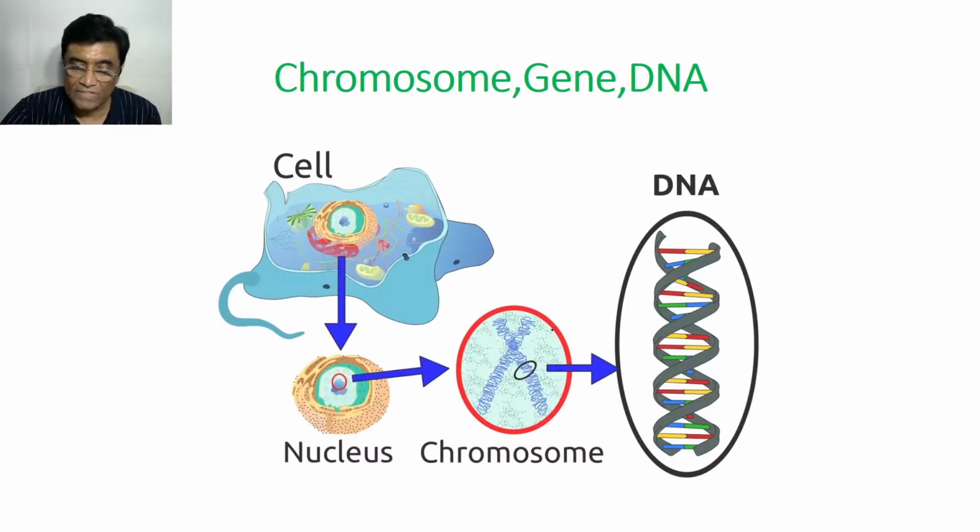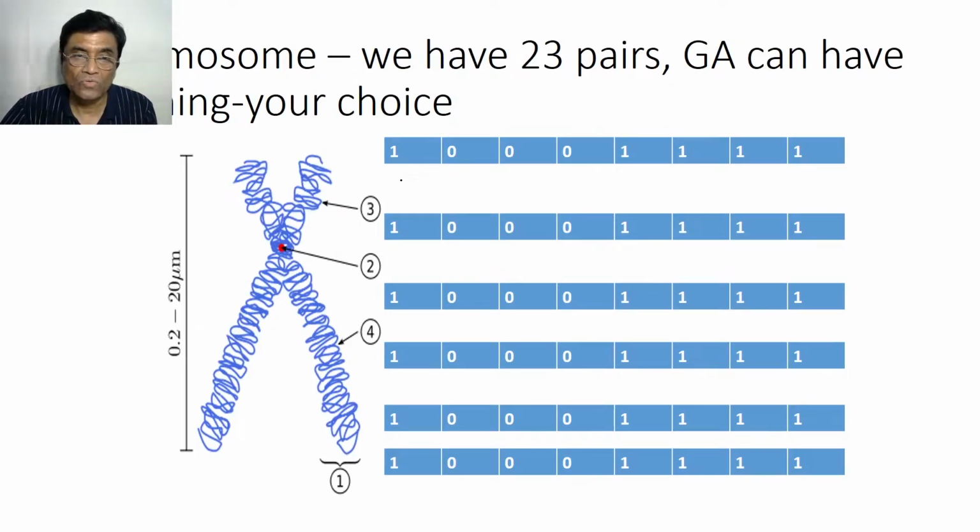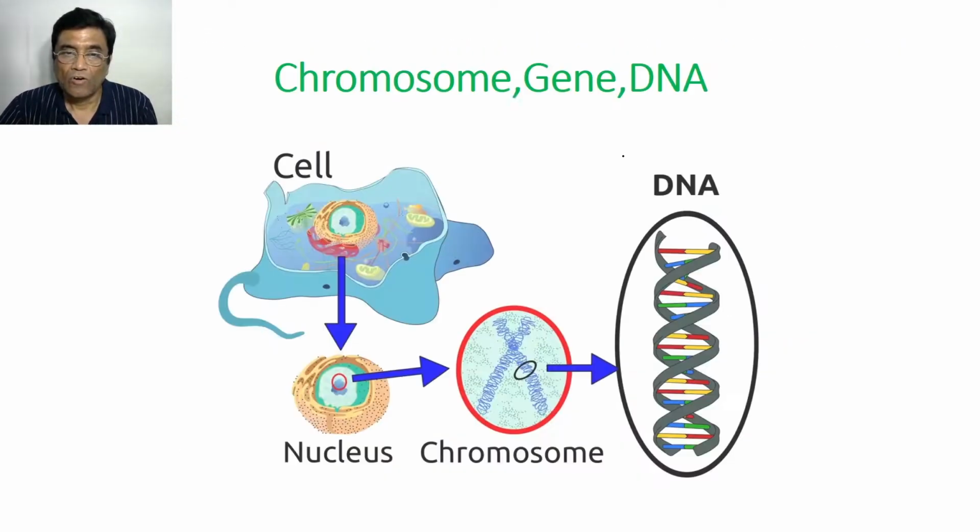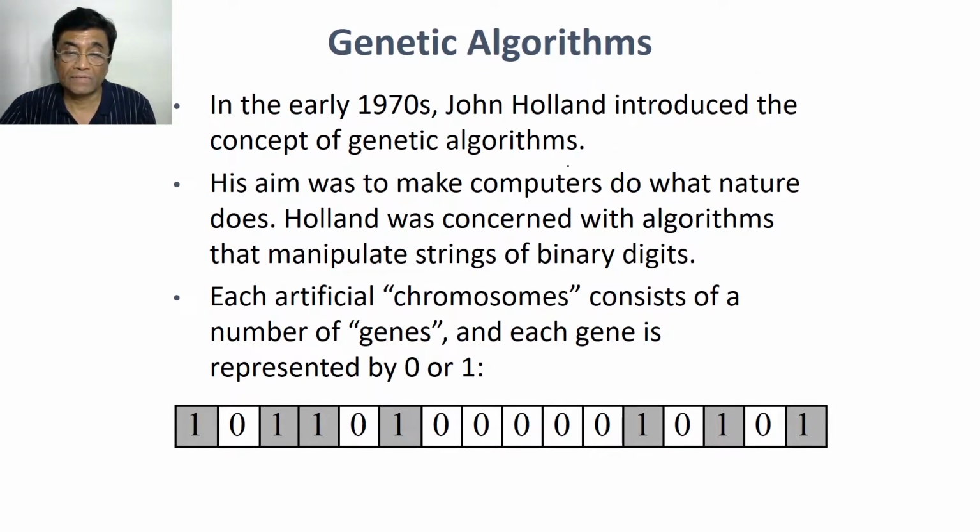So this is in biology, and in silico we consider this as the chromosome, and these are the genes. Inside a gene there will be DNA, but here we consider them as DNA or whatever, right? So this is the structure of a chromosome.